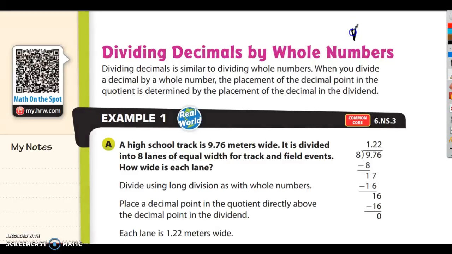Hello, this is page 126. And on this page we're going to learn how to divide decimals by whole numbers.